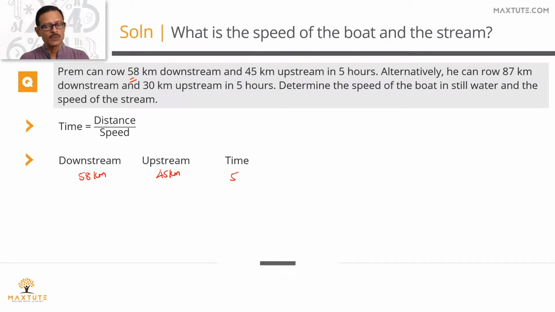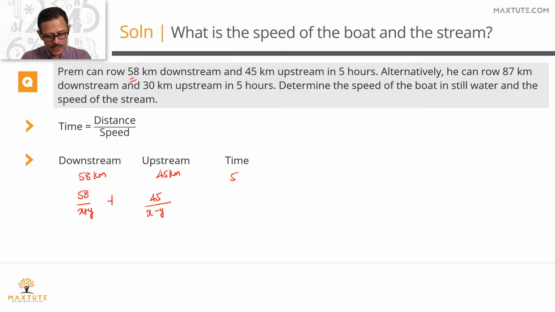Let's frame an equation. What's the downstream speed? Distance is 58 kilometers. Downstream speed is x plus y. So it's going to take him 58 by x plus y hours. 58 kilometers at a speed of x plus y kilometers per hour. So he's going to take 58 by x plus y hours to row downstream 58 kilometers. To row 45 kilometers upstream, it's going to take him 45 kilometers upon the upstream speed, which is equal to x minus y. So distance by speed. We got the time for both these actions.